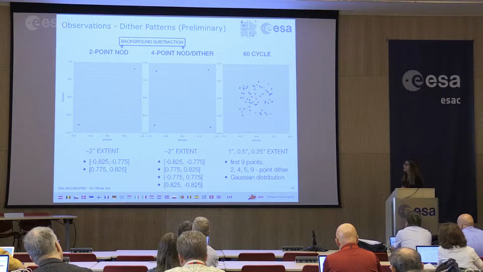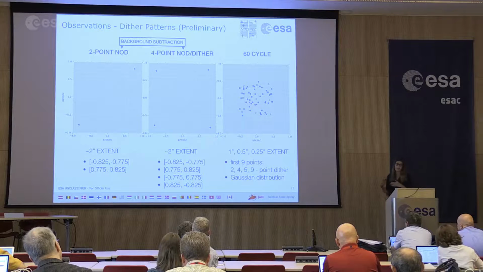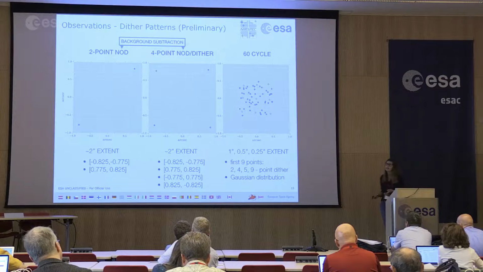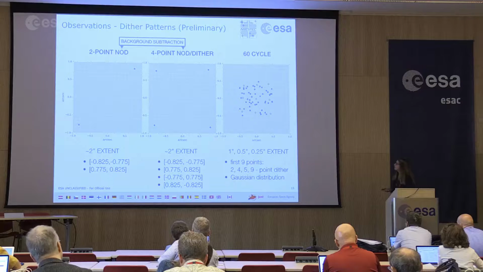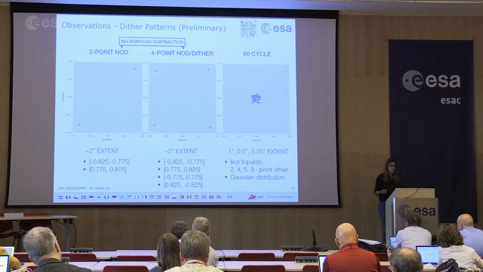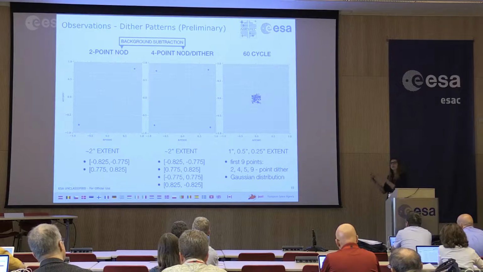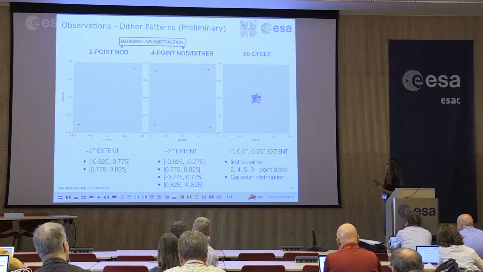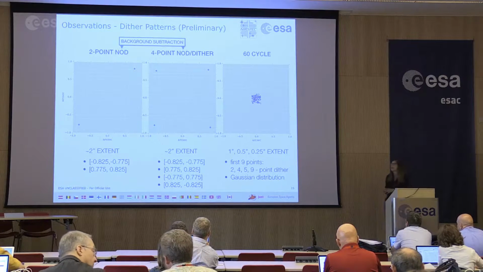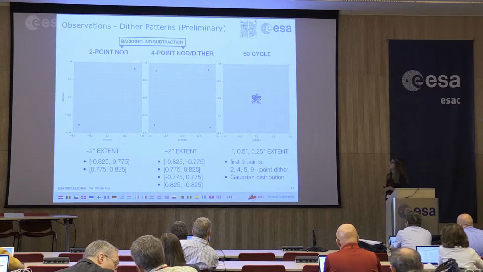As you can see, we have here 0.25 pixels, so we actually have sub-pixel dithering here. And then we will have a 60 cycle, where we have 60 points, where you can actually choose whatever point you want. The first 9 points of the 60 cycle are a 9-point dither, or a 2-point dither, or a 4-point dither, or a 5-point dither. So again, you can do your dither patterns in this extent. It will also be offered in 3 different extents, so you can have really small dithers or really big dithers. You will be able to choose between small, medium, and large dithers for the 60 cycle. This is very similar to what MIRI is also doing. And the rest of the points of the 60 cycle are chosen from a Gaussian distribution.